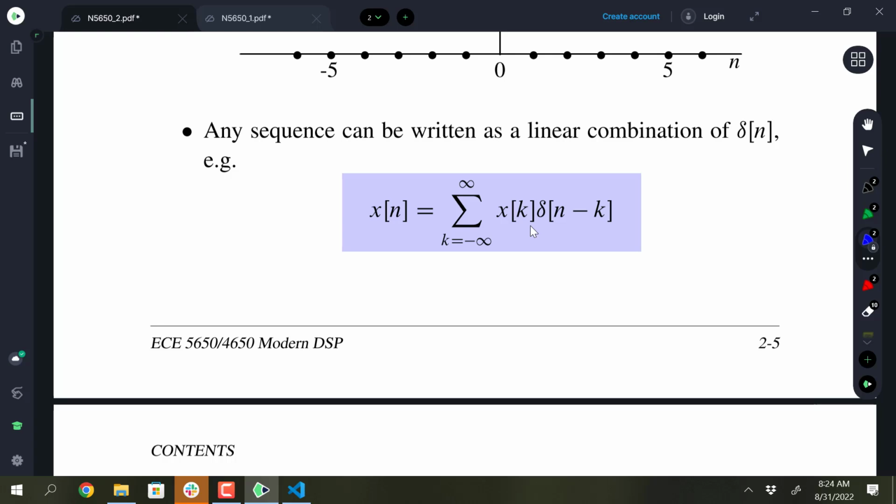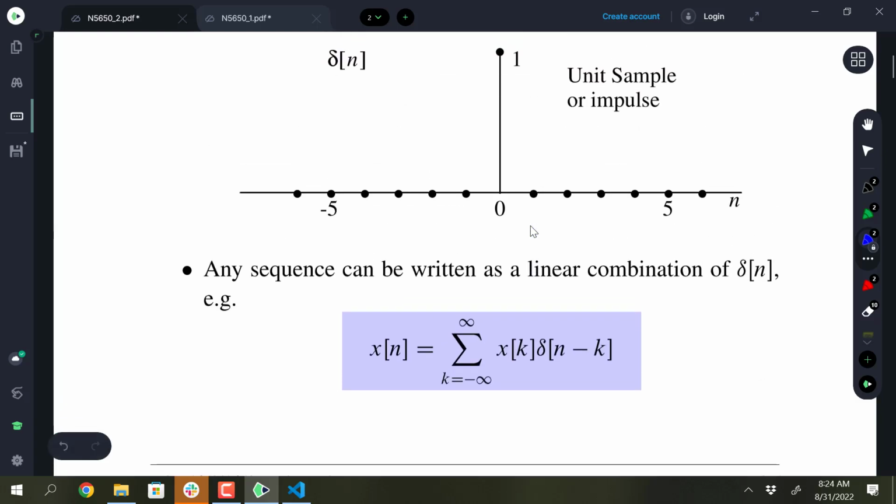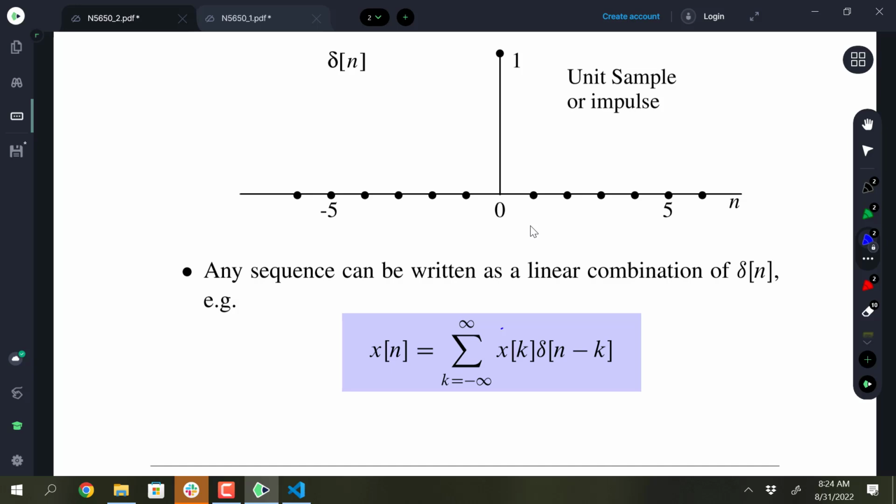You can write any sequence as a linear combination of time-shifted unit sample sequences or delta functions. All you have to do is take the location of a signal sample and weight it with the value of that signal. So now we're going to use the sum index k to grab the weights off of the signal itself and then locate it on the axis n with the time-shifted delta.